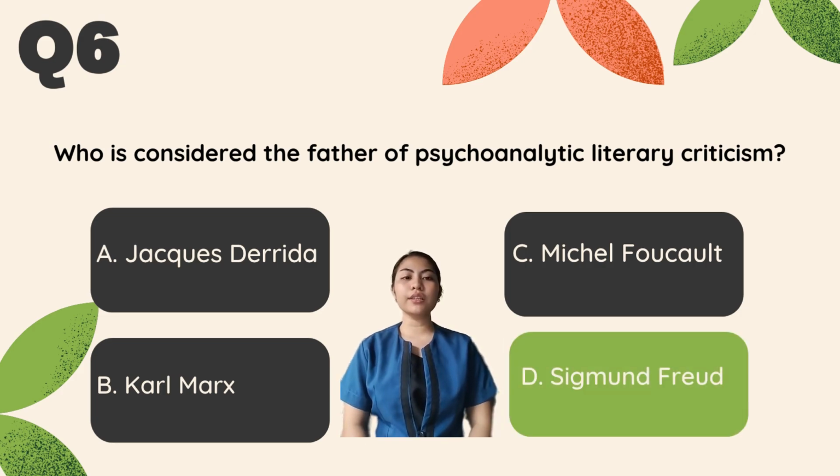The correct answer is letter D. Sigmund Freud applied psychoanalysis to literature, emphasizing unconscious motives. For our rationalization, Jacques Derrida is the one who developed the philosophy of deconstruction. Karl Marx founded Marxist theory, and Michel Foucault is best known for his theory of knowledge and power.